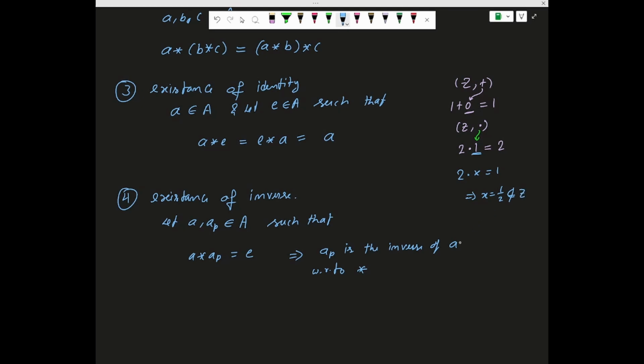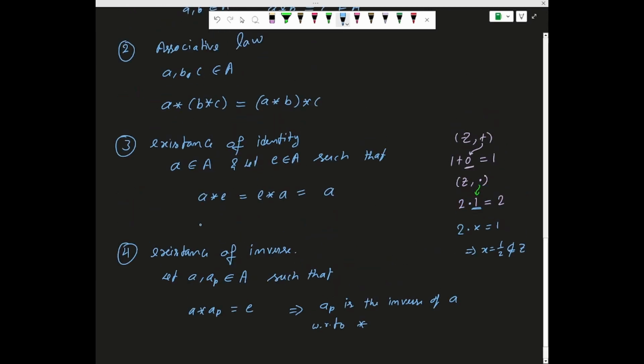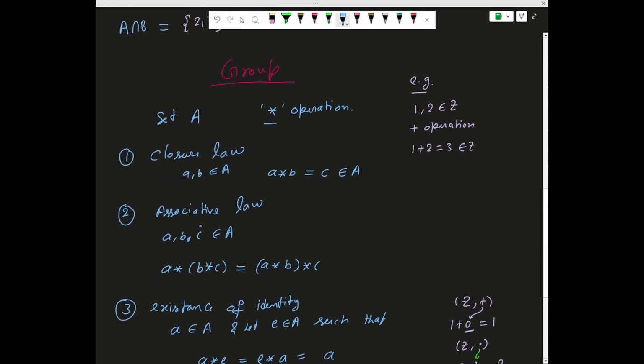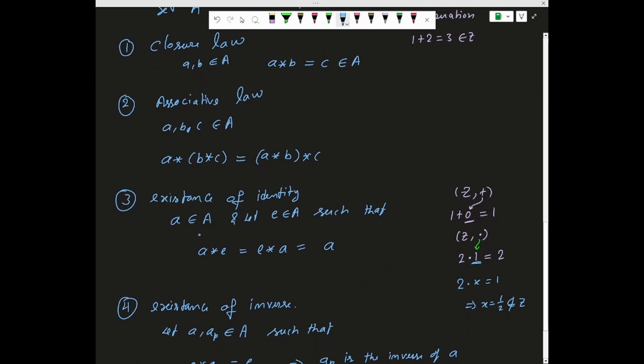It is a real number, it's not a part of Z. It means with respect to the dot operation, Z is not forming a group. So if we are looking at a set to check whether it is forming a group or not, then with respect to the particular operation, we need to check all these 4 properties. If they are holding, then it is a group. If they are not holding, then it is not a group.